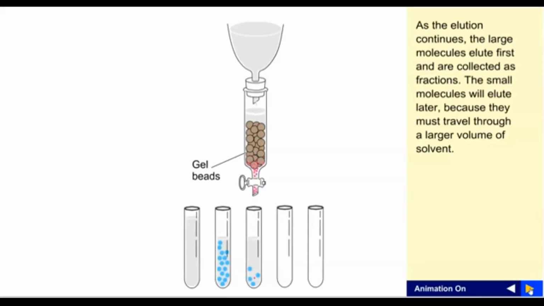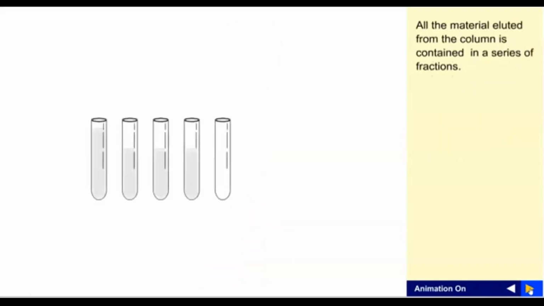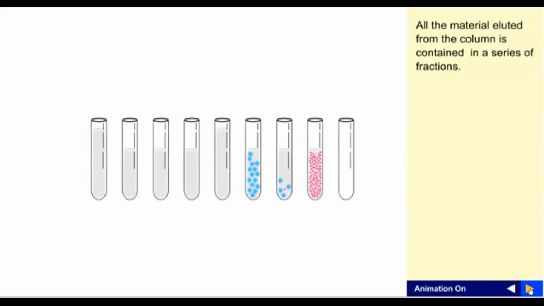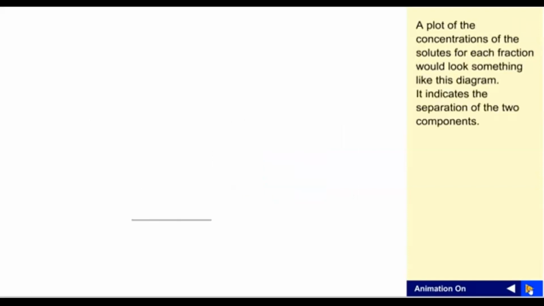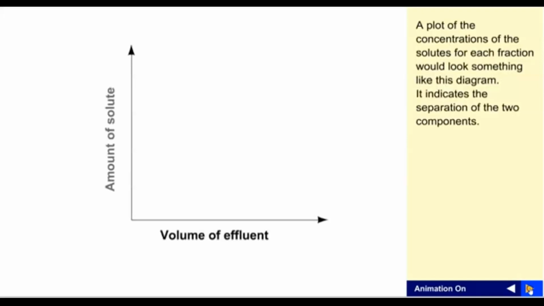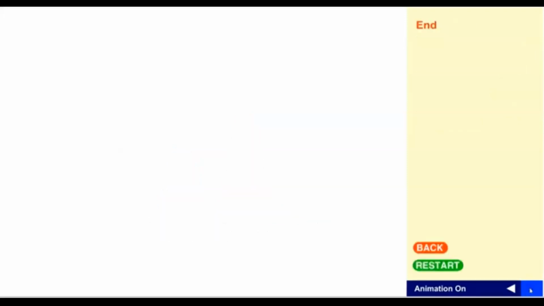And again, we're going to interface the effluent coming off the column with a UV monitor because chances are our proteins aren't going to be pink and blue. So here are our fractions, and we can look at our chart recorder and see where our peaks are and figure out which test tubes we should collect for the protein that we want to isolate.